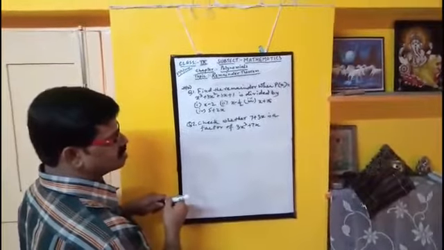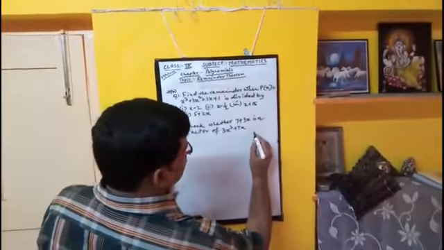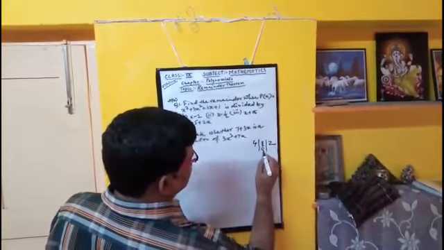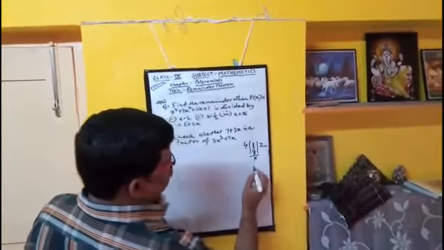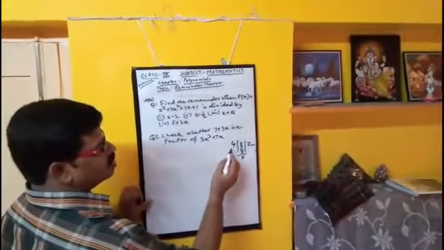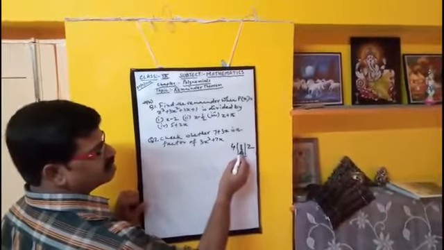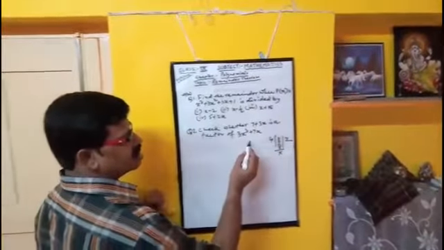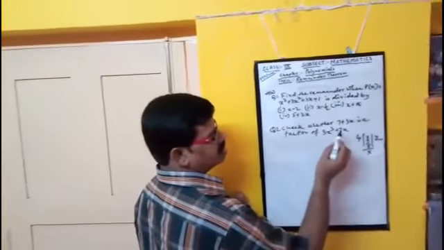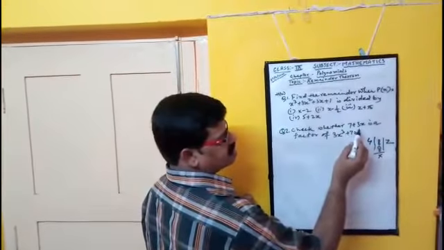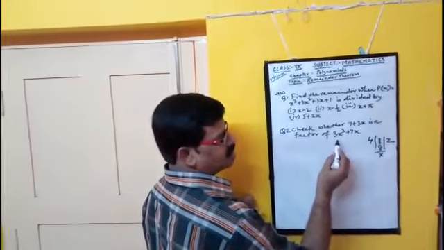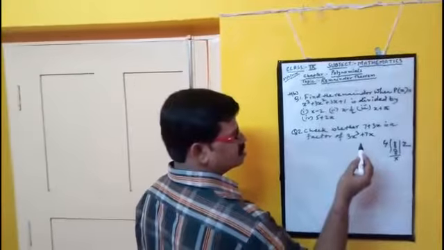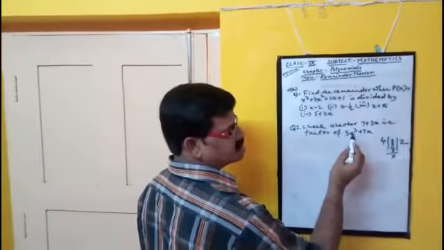Suppose you take an example: 4 into 8, 4 2s are 8, becomes 0. That means 4 is a factor of 8 because the remainder is 0. In the same way, when you put the value of x in this polynomial, the polynomial becomes 0. Then the answer is correct.